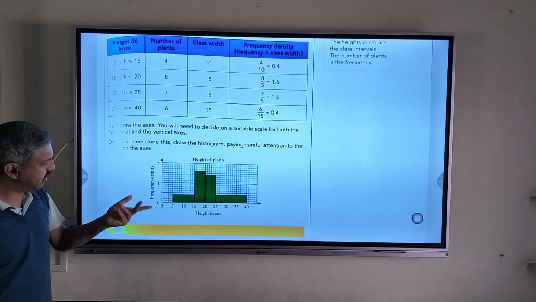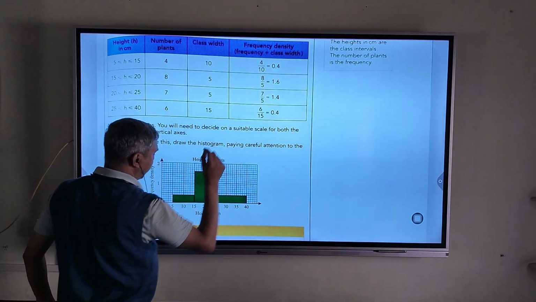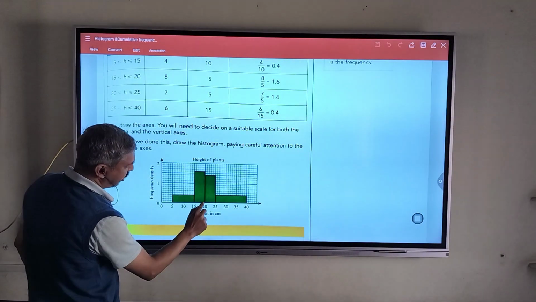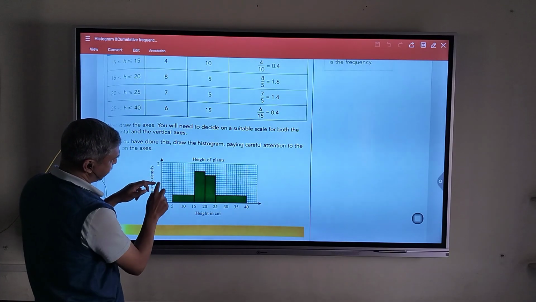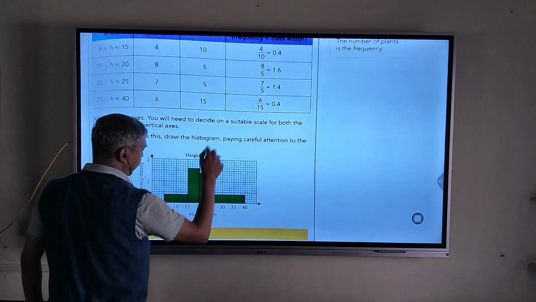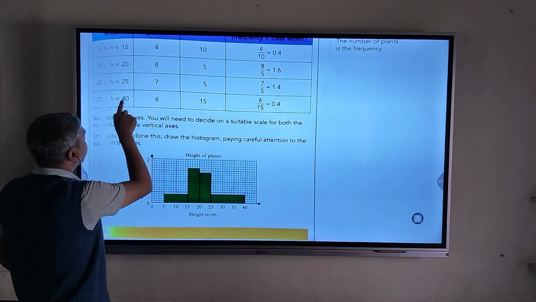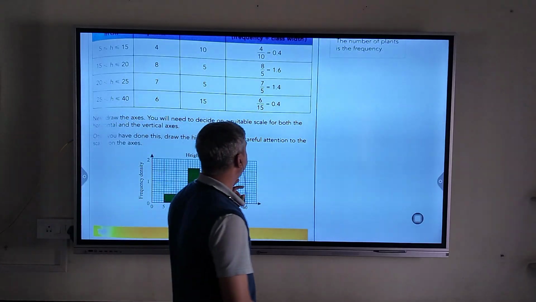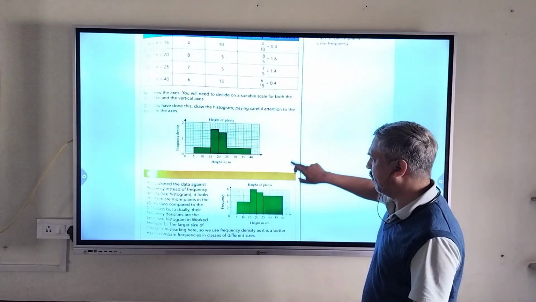From 0 to 5 there is nothing. 5 to 15 we show height equal to 0.4. 15 to 20 is 1.6. 20 to 25 is 1.4 and 25 to 40 is 0.4. So this is a histogram. This is how you plot a histogram.